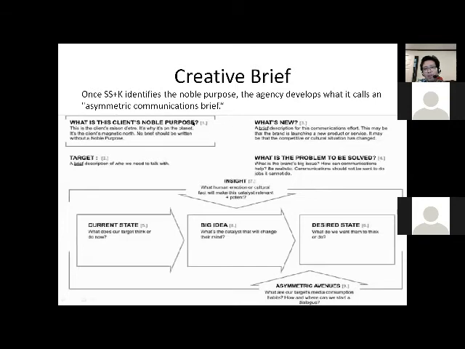So we have the client's noble purpose, what's new, what problem there is to be solved, what the target is. It's a brief description of who we need to talk with. The insight: what human, emotional, or cultural fact will be the catalyst relevant to the brand or creating awareness for the brand, I suppose. Then you have the current state, so situational analysis: where are we now?